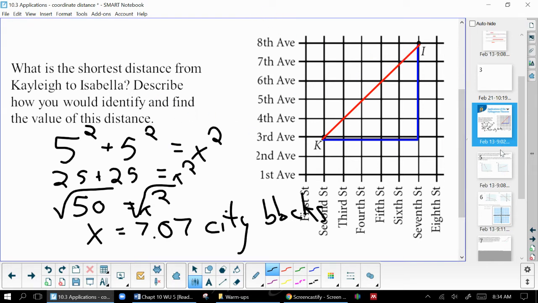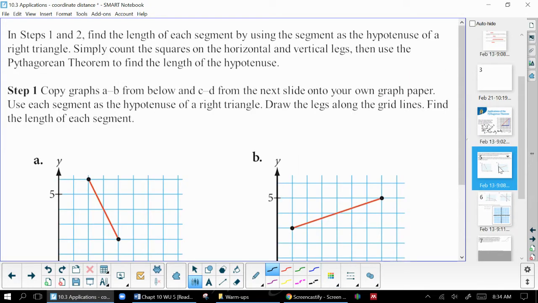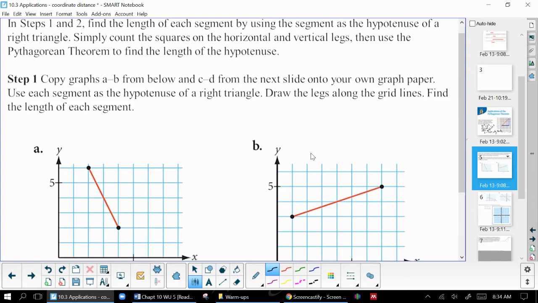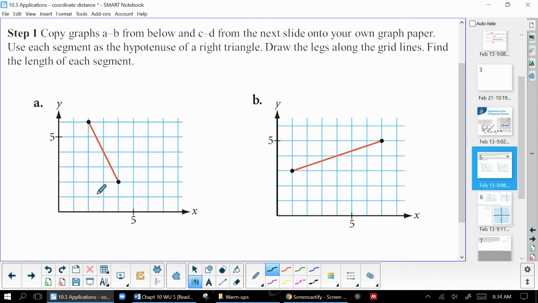Now, before we move on, if you have not already, make sure you at least download and open up the handout that is posted on the Canvas page, because that's going to go along with these things here. So now, instead of having city blocks, we're just on a coordinate grid. And you see it looks exactly the same here.